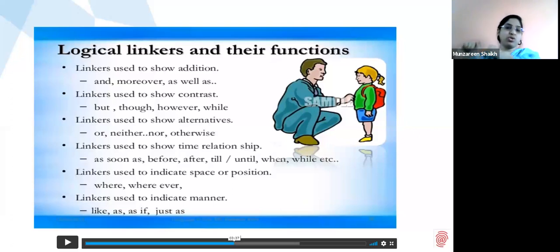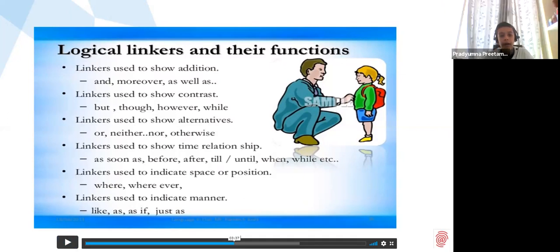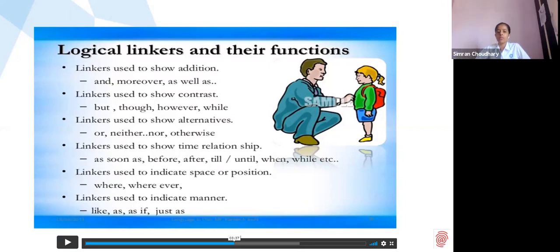If I want to show, for example, let me ask you a few questions so that I am satisfied whether you have all understood or not. If you want to indicate time, which type of linkers are you going to use, children? Ma'am, as soon as, before, after, till, until, when, while. Okay, very good, very good.